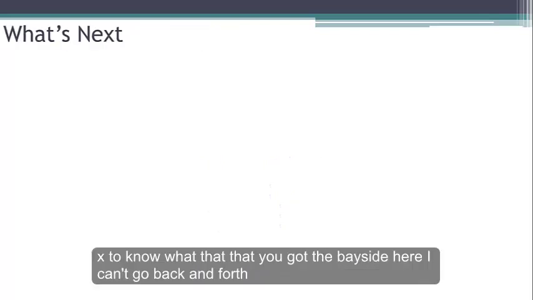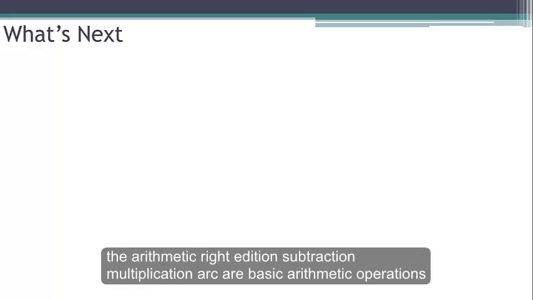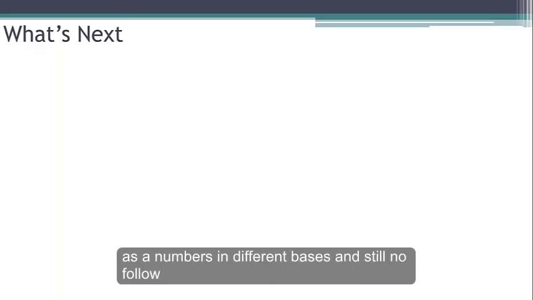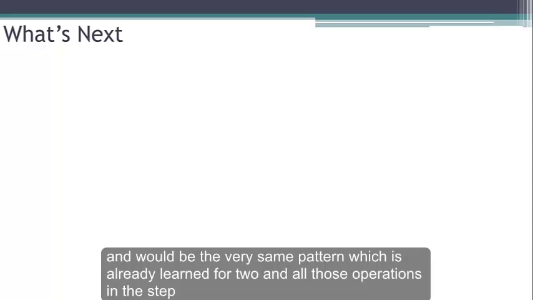All right, so now what? Now that you've got the basic idea of how to go back and forth between these two types of numbers, in the next lecture we're going to take the next obvious step, and look at how we can do arithmetic: addition, subtraction, multiplication, our basic arithmetic operations using numbers in different bases. It's going to follow the very same pattern that you've already learned for doing all of those operations in base 10.